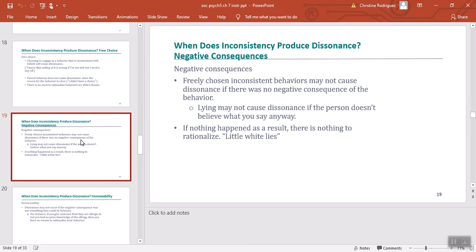Do you feel bad about it? Probably not. Why? Because you tell yourself, well, nothing really terrible happened as a result of my telling that small lie. There's no negative consequence, and I didn't hurt that person's feelings. Therefore, my telling that lie is not such a big deal.